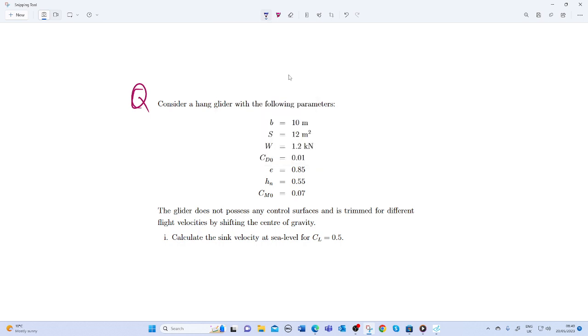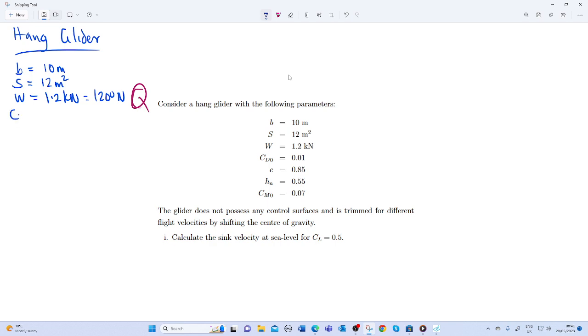Now, we have a hang glider today. We were given the span of the glider's wing to be 10 meters. The wing area S is 12 meters squared. The weight is 1.2 kilonewton, which is 1200 Newton.